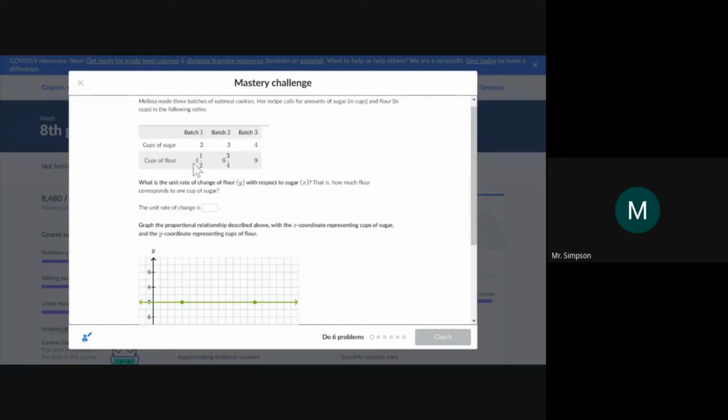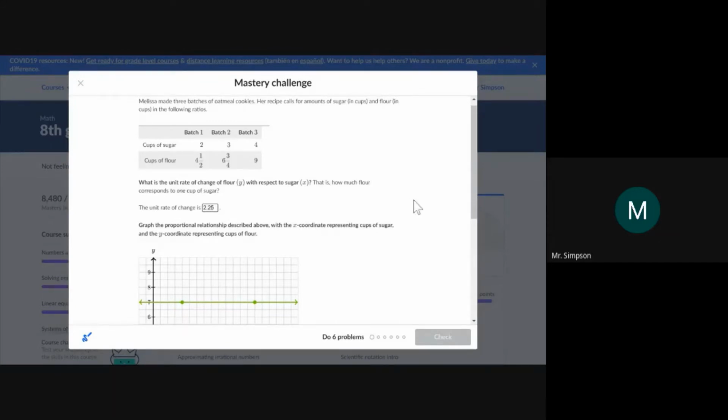Let's see if it's correct for batch 2. 3 times 2.25 is equal to 6.75, which is 6 3/4. So that's also correct. And 4 times 2.25 is equal to 9. So the unit rate of change is 2.25, which means how much flour corresponds to 1 cup of sugar? 2.25 cups of flour. So I'll put 2.25.